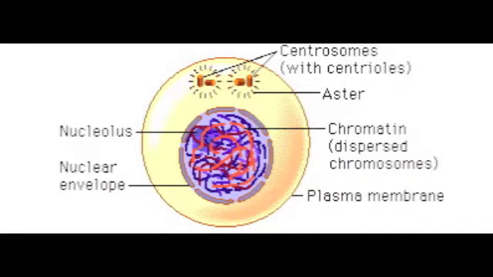In interphase, the nuclear envelope encloses the nucleus. Two centrosomes are formed by the duplication of a single centrosome. Each centrosome contains two centrioles. Chromosomes duplicate during S phase, but they can't be seen individually.